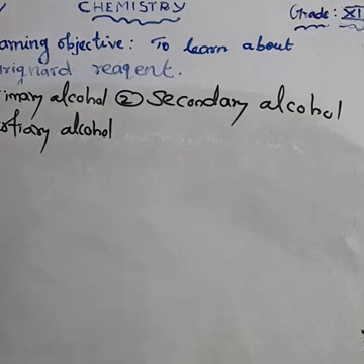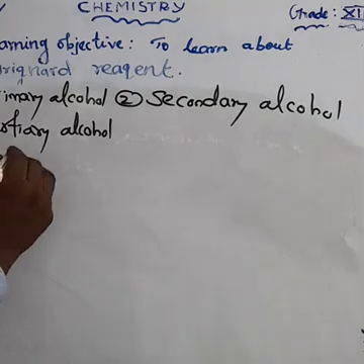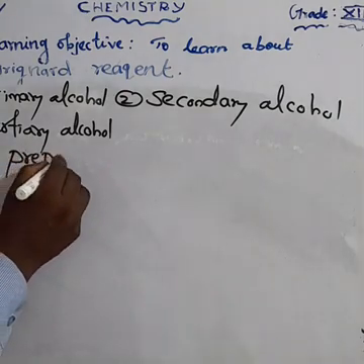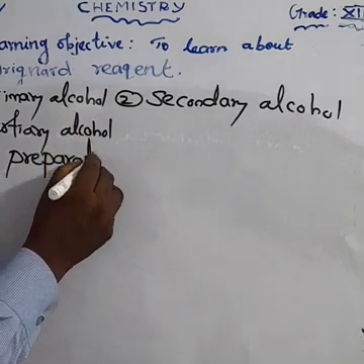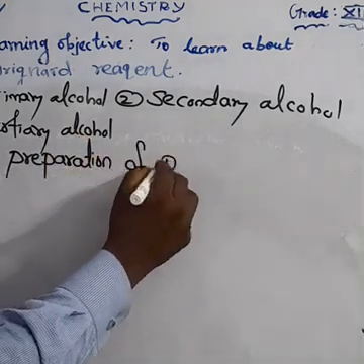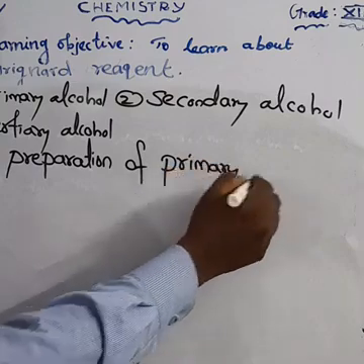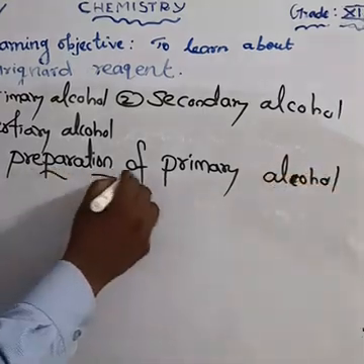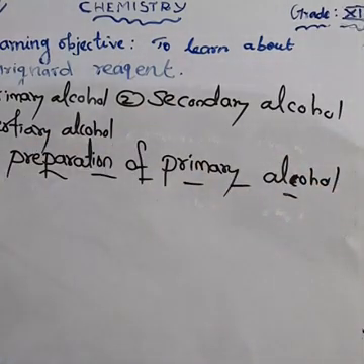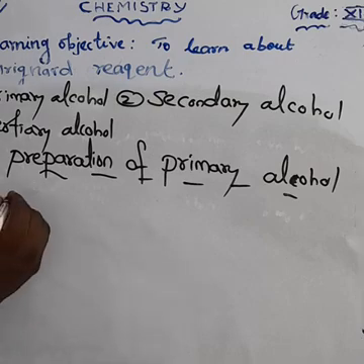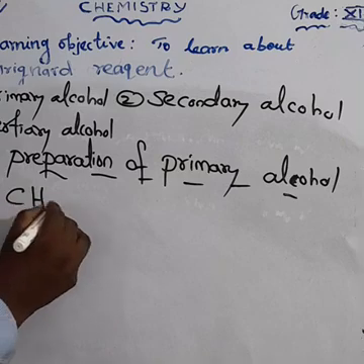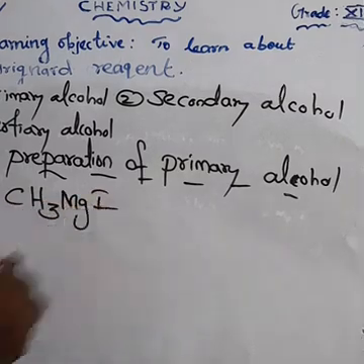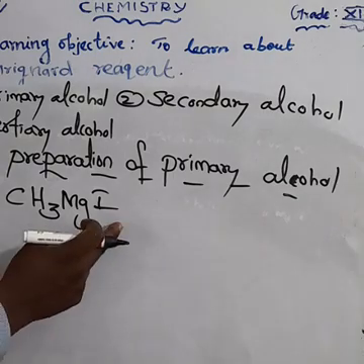First one, preparation of primary alcohol. How is the primary alcohol prepared from Grignard reagent? Grignard reagent, what is the example? That is CH3MgI. Okay. Methyl magnesium iodide.